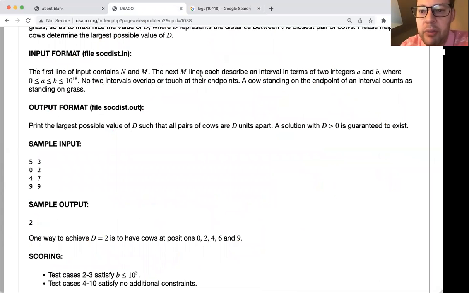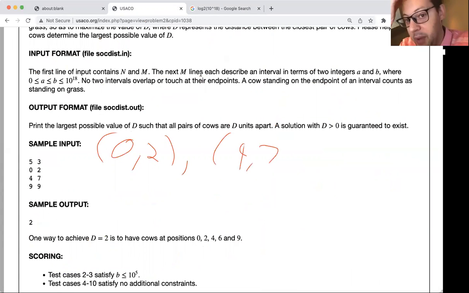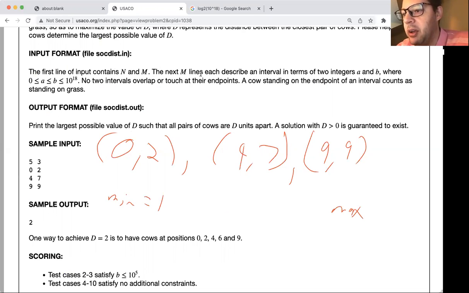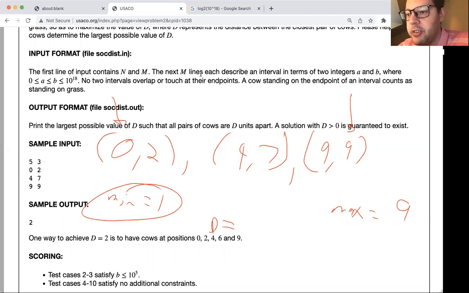We get our pairs of numbers 0, 2, 4, 7, 9 to 9, and we can't make a matrix or a number line that's a size of 10 to the 18th. It's going to have to stay as pairs. We have our minimum D of 1, and a maximum D will be whatever the last number is minus the first number, which is 9. So then our D values that we're going to try are going to be binary searching on these.